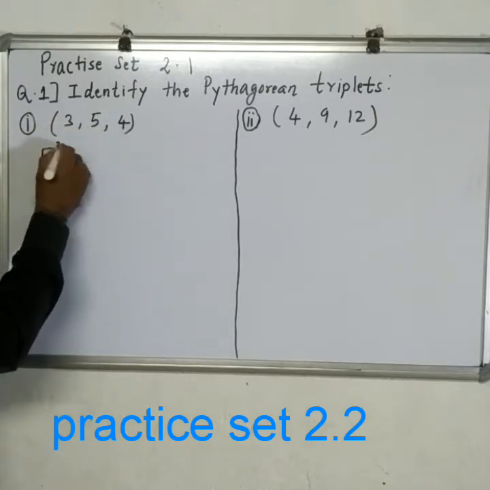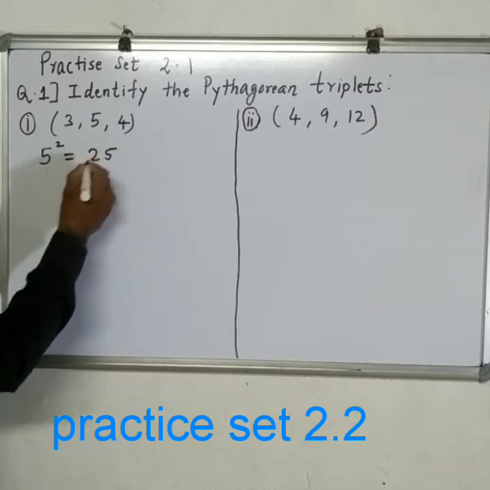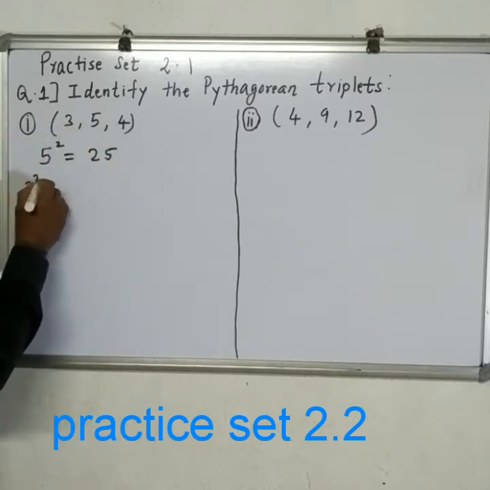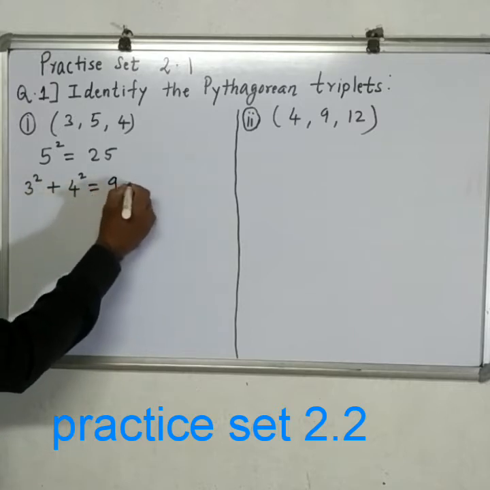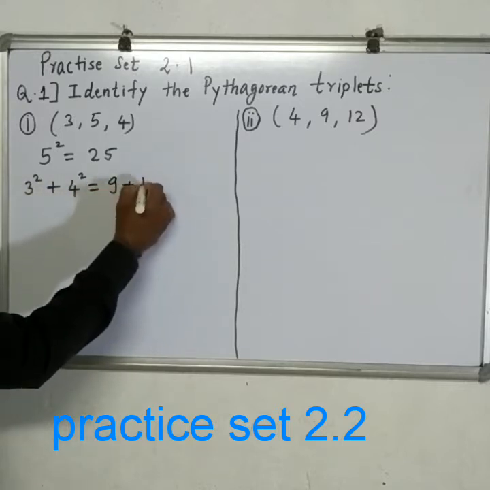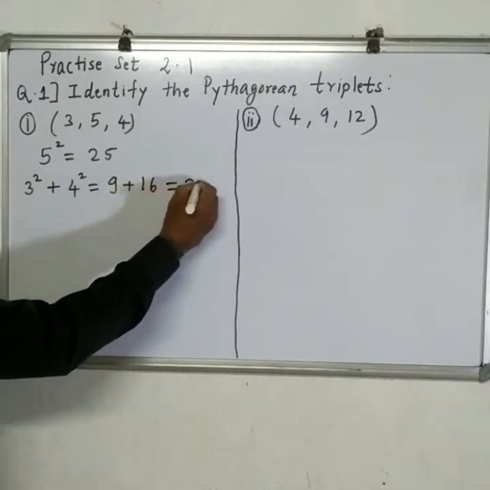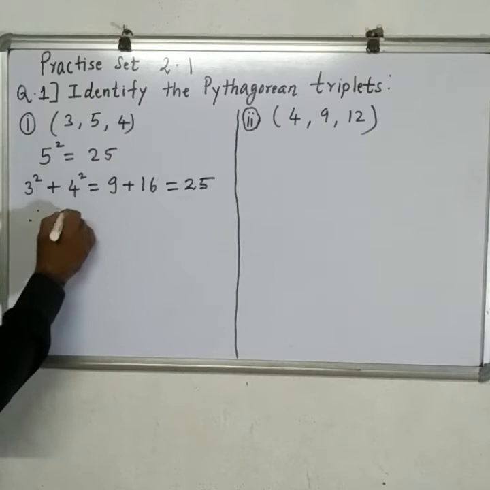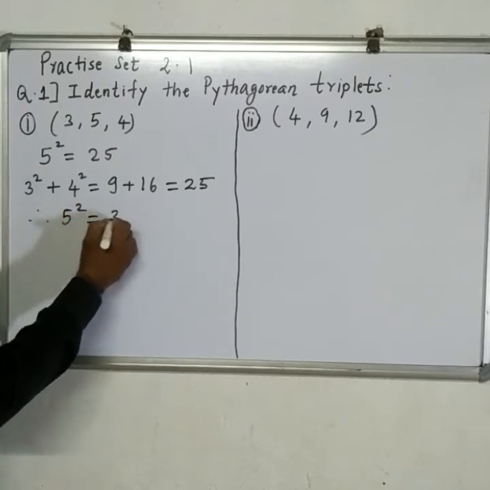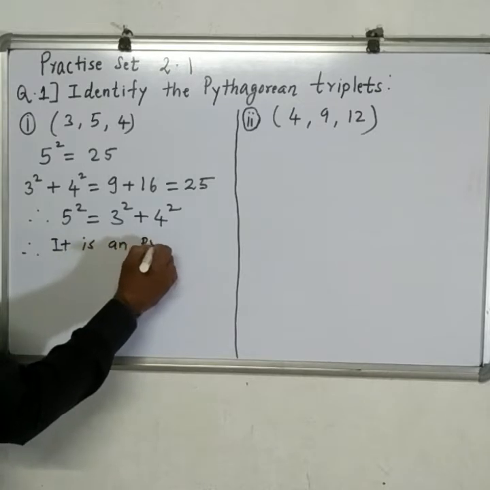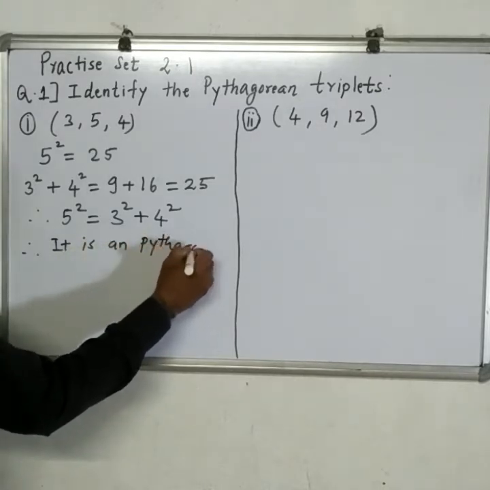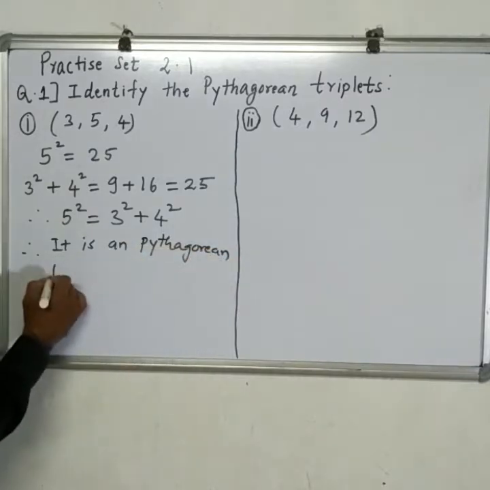So the square of 5, the greatest side is 5, is 25. The sum of the squares of the other two sides, 3 square plus 4 square, is equal to 3 square is 9 plus 4 square is 16. 9 plus 16 is 25. Therefore, here 5 square is equal to 3 square plus 4 square. Therefore, it is a Pythagorean triplet.